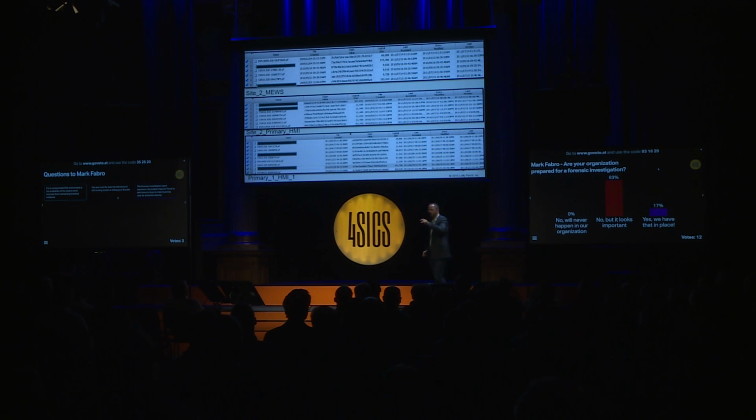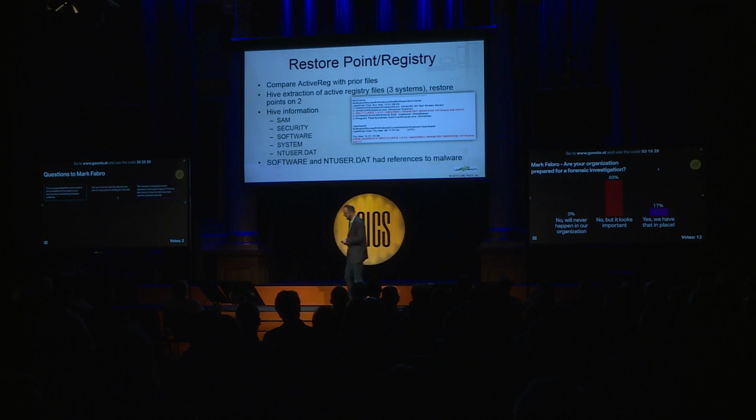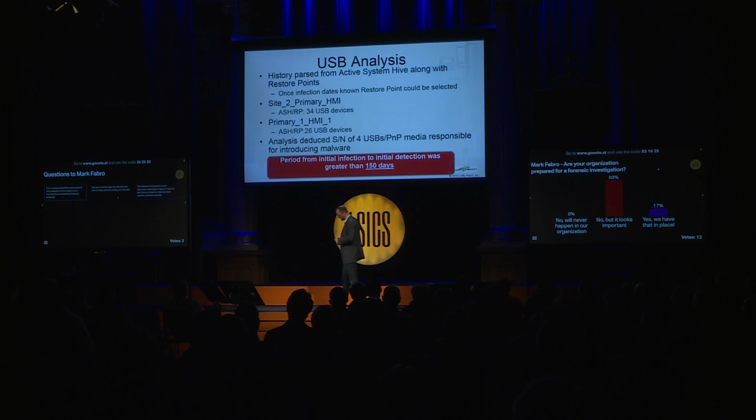We need to begin to take a closer look at how this malware possibly jumped from device to device to device. The restore points in the registry give us Hive information. The core components for the Hive take us through SAM, security, software, system, user. Software and ntuser.dat had reference to the malware. Means that at some level, somebody in an administrative role was able to introduce malware into the system. Whether it was an administrator that inadvertently put an infected USB stick in, or somebody was doing something and brought the malware through some other channel into the device.